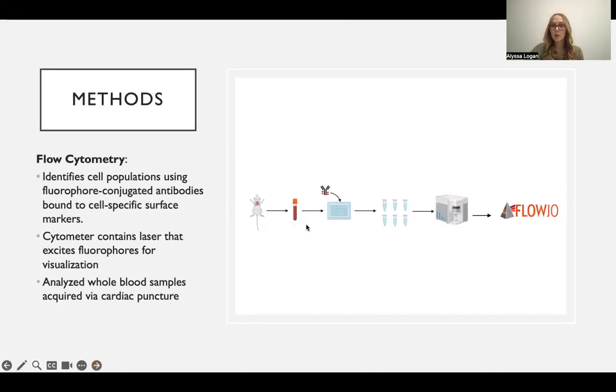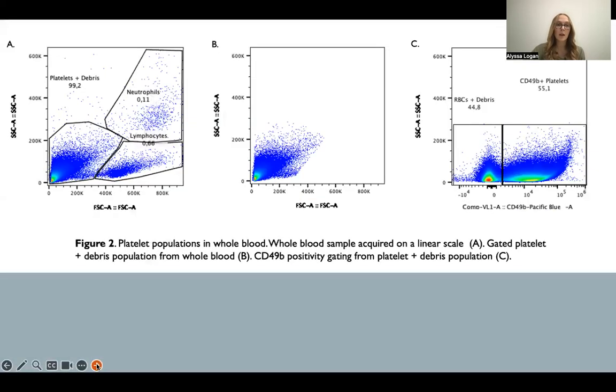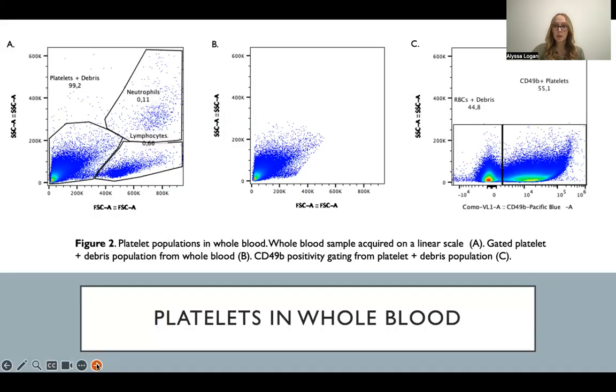I labeled cell populations using fluorophore-conjugated antibodies, and I passed them through an Attune cytometer. This cytometer contains the laser that excites the cells, and it also picks up the information of each cell emitting specific wavelengths. I can then analyze this data using FlowJo analysis software. Here is my platelet population in whole blood. So I gated on the platelet population, and then I confirmed its identity using CD49B positivity.